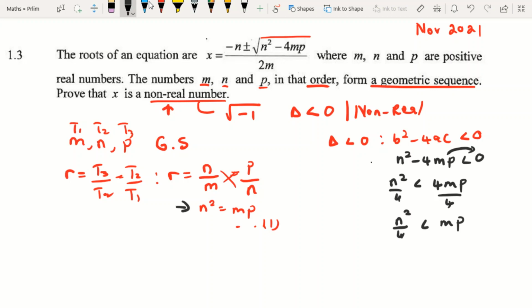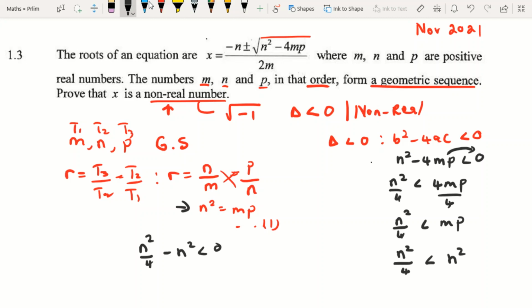If you check here, our equation 1, n squared is equal to mp. So you can simply say where there's mp, I can put n squared. So here we're just going to write n squared over 4 is less than, so where there's mp, I'll put n squared like this, right? And you can just take the n squared to the other side. So you're going to have n squared over 4 minus n squared is less than 0.